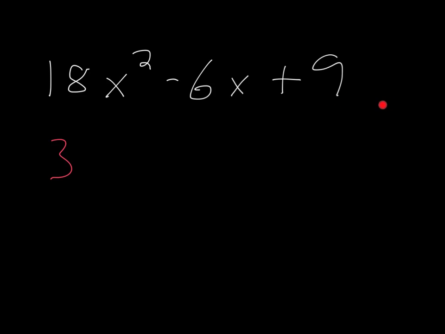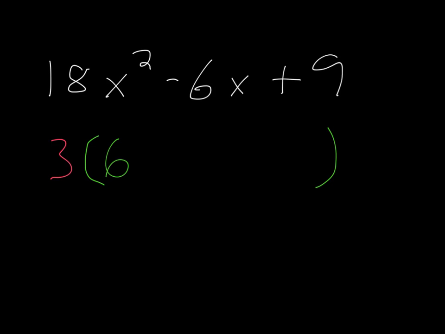So because this 9 doesn't have an x, I cannot pull an x out in my GCF. So my GCF is simply 3. And now I need to fill in my parentheses so that if I were to distribute, I would get back to my answer. So I got to do 3 times what is 18, and that would be 6.